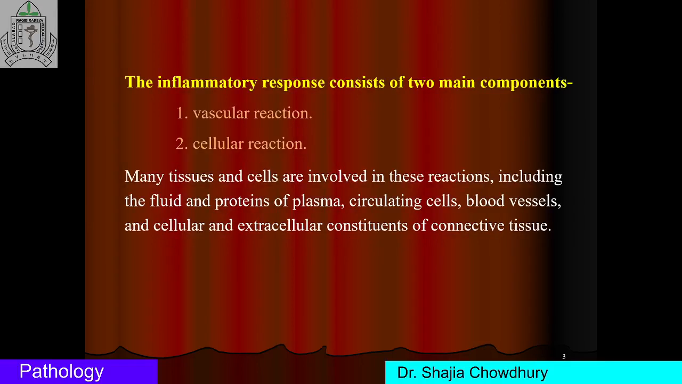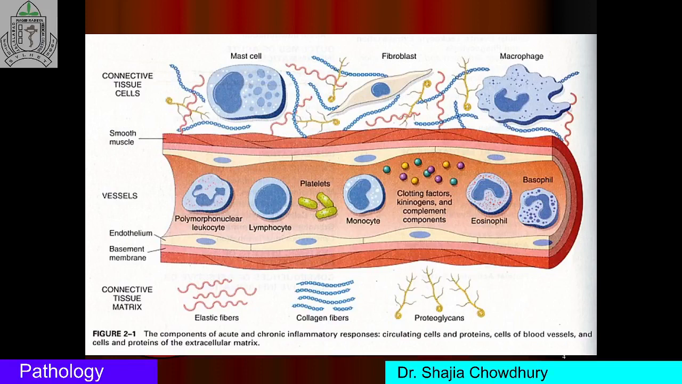Inflammatory response consists of two main components: vascular response or vascular reaction, and cellular response or cellular reaction. Many tissues and cells are involved in these reactions, including fluid and plasma protein, circulating cells, that is neutrophil, lymphocyte, macrophage, plasma cells, blood vessels, and extracellular constituents of connective tissue, and all are involved in the inflammatory process. This is a figure that shows the components of inflammatory response.